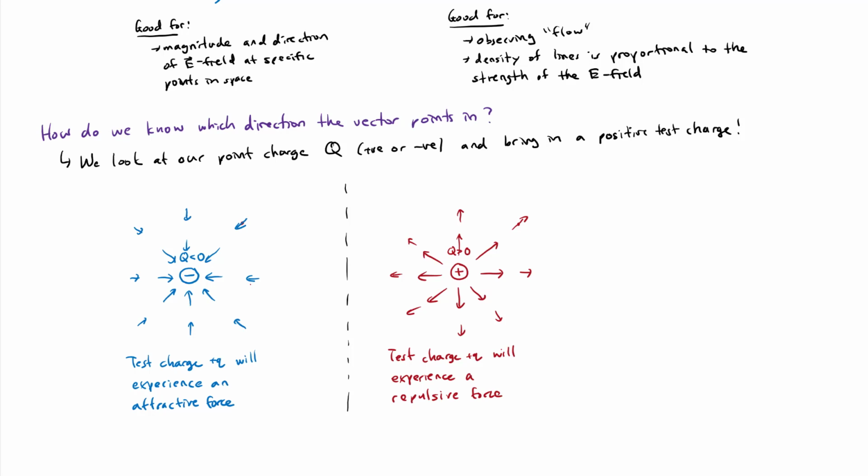A few other things to note. The electric field is proportional to the charge. So the larger your charge, the larger the magnitude of the electric field being radiated outwards or inwards. Your electric field is also proportional to 1 over r squared. So that means the farther away your point P is, where you're applying that test charge, the smaller the electric field will be at that point.